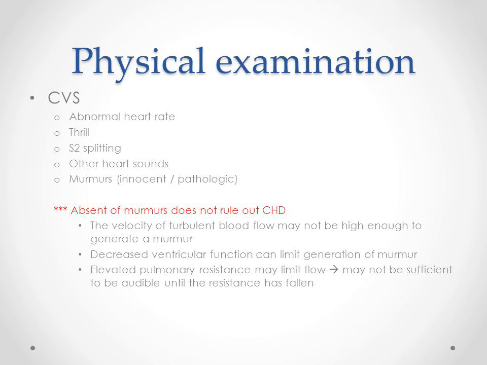Absence of murmurs does not rule out CHD. The velocity of turbulent blood flow may not be high enough to generate a murmur. Decreased ventricular function can limit generation of murmur. Elevated pulmonary resistance may limit flow, and a murmur may not be audible until the resistance has fallen.